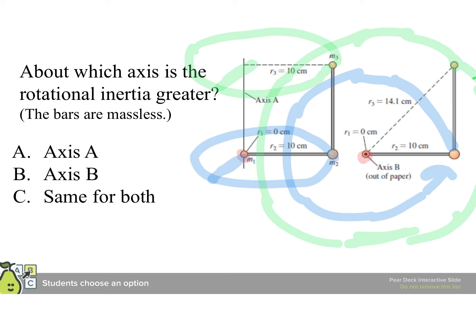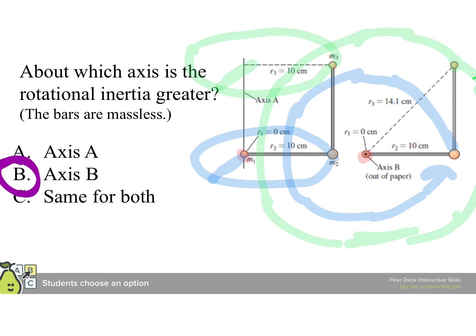So if we consider the rotational inertias, in both cases, m1 contributes not at all to inertia. It's m times 0 squared, 0 contribution. The contribution of this one is the same because the distance is 10 in both cases, so for the comparison it doesn't help us at all. They both gain the same amount of inertia from that one. But when we look at m3, this has a radius of only 10, and this has a radius of 14. So m times 14 squared is going to be more than m times 10 squared, and so axis B is going to have a greater inertia.